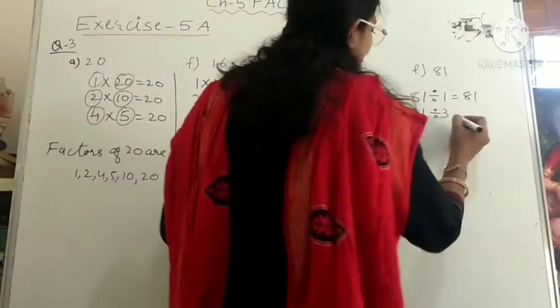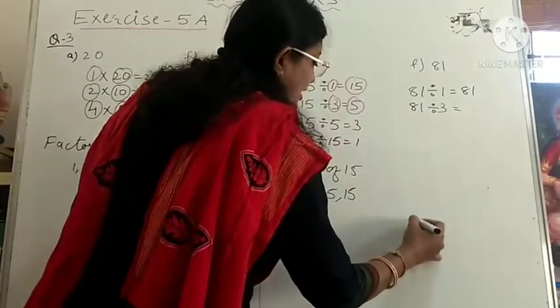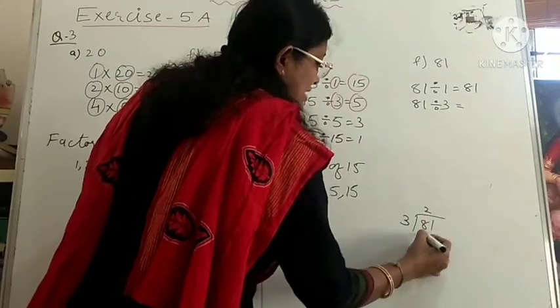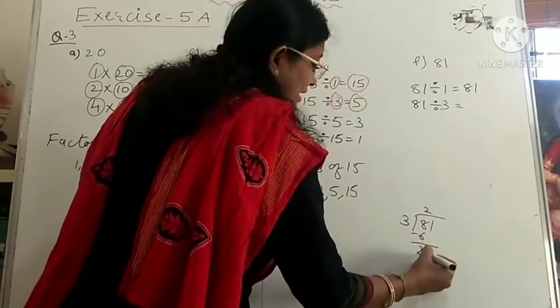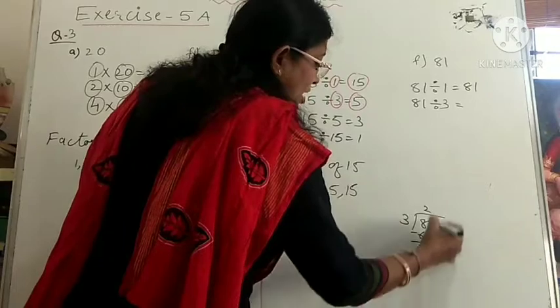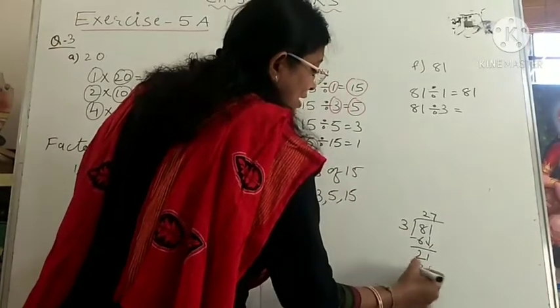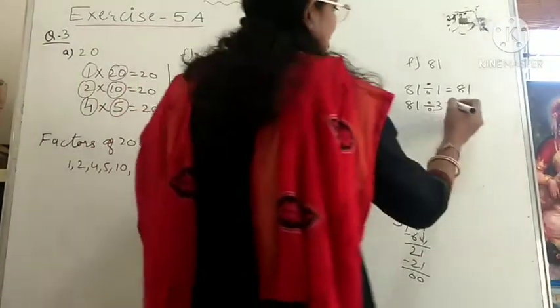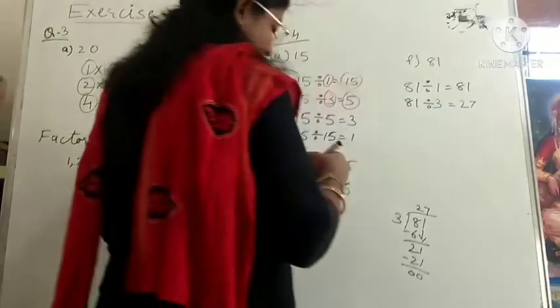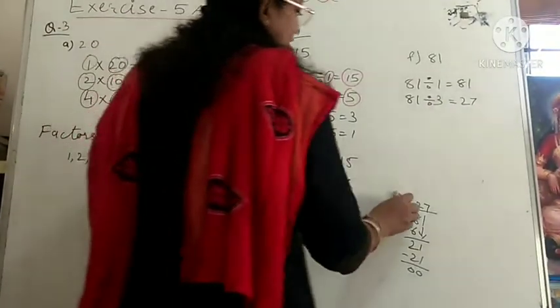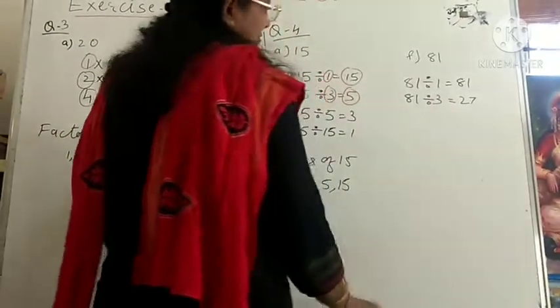3's is possible. If you want, you can do 81 divided by 3. 3 2's are 6, 8 minus 6 is 2, and 1 will come down. 3 7's are 21, subtract, 0. So the answer will come 27, right? 3 27's are 81, so 81 divided by 3, you will get 27.